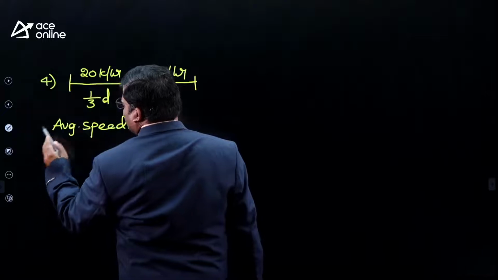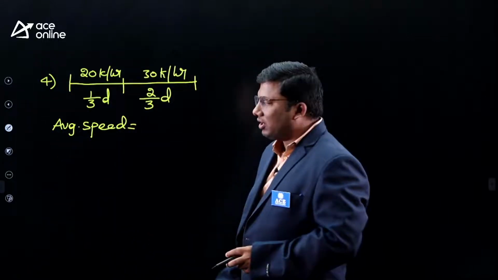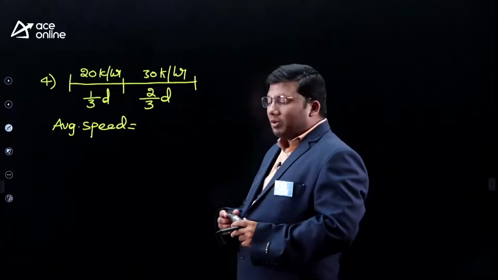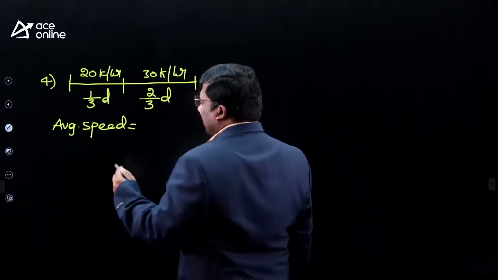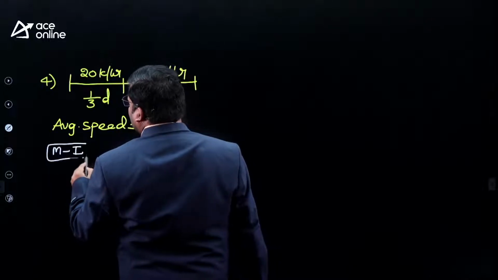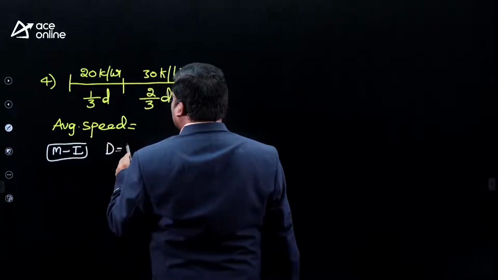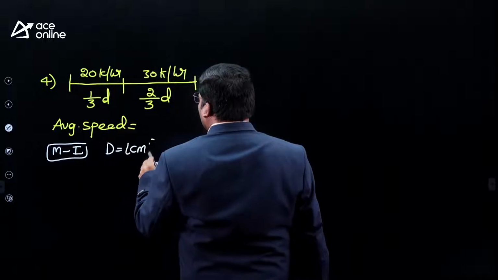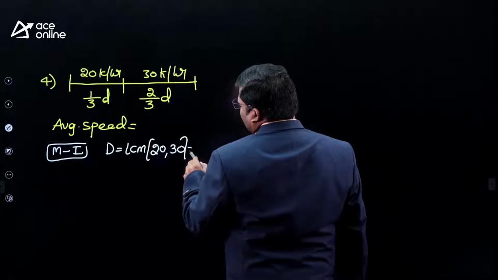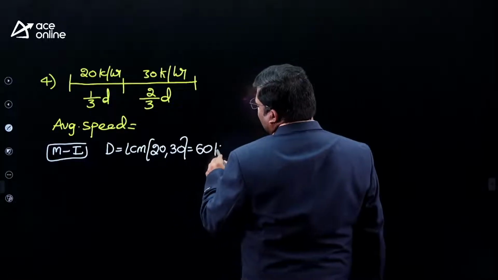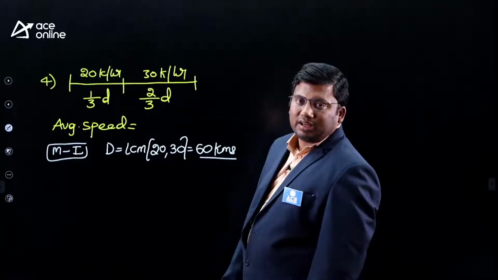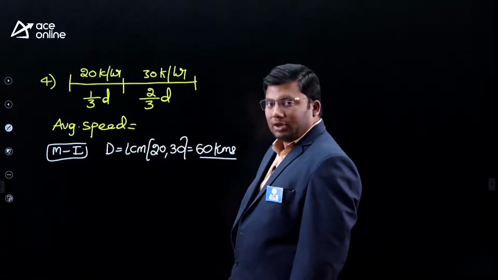Two methods I will solve. 20 kilometers per hour, 1/3 distance. 30 kilometers per hour, 2/3 distance. Method 1. He is traveling from A to B. What is constant? Distance is constant. D is the LCM of 20, 30, which is 60 kilometers.